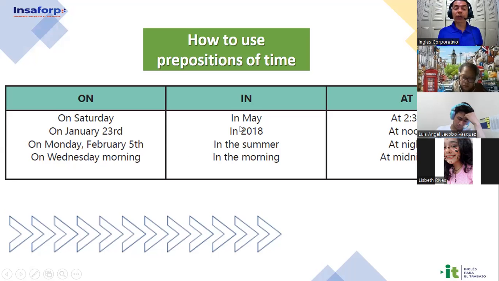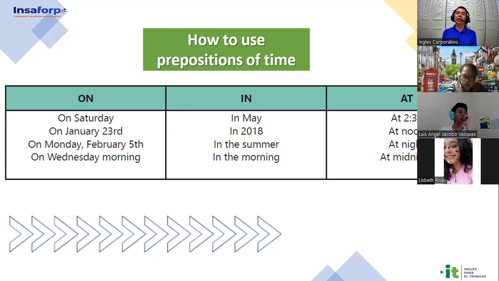Okay. Now, when do you use in? ¿Cuándo vamos a usar in? Esto solo es cuestión de memorizárselo, ¿no? Say in May, in June, in October, in 2018, in 2023. Quiere decir que cuando hablamos de meses y de años, vamos a usar in. ¿Ok? Good. Cuando hablemos de estaciones también, in the summer, in the spring, in the autumn, in the fall, in the winter, we say in.